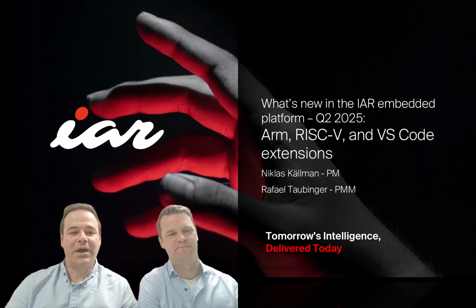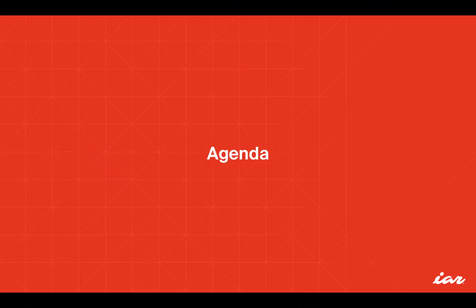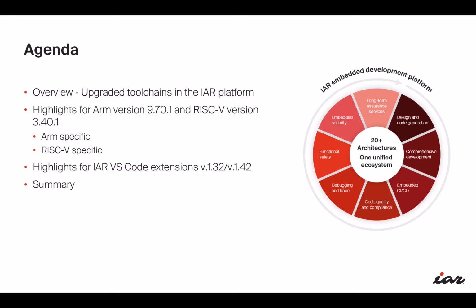The agenda for today. Great, so let's see what we'll cover today. First, an overview, and then we will highlight what's new on IAR toolchains for ARM version 970.1 and RISC-V version 340.1. We will go into the ARM specifics and also RISC-V specifics. Then we have the highlights for IAR VS Code extension version 132 for the build extension, and for the debug extension it's 142. And to finalize, we have a summary.